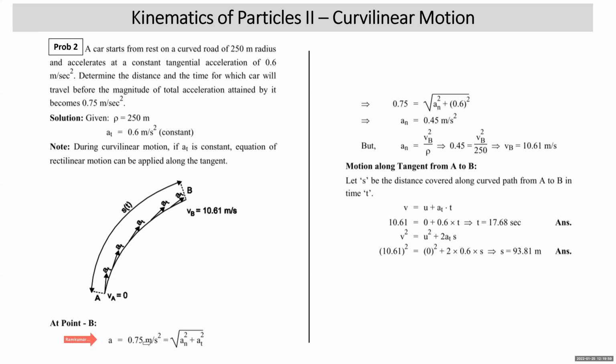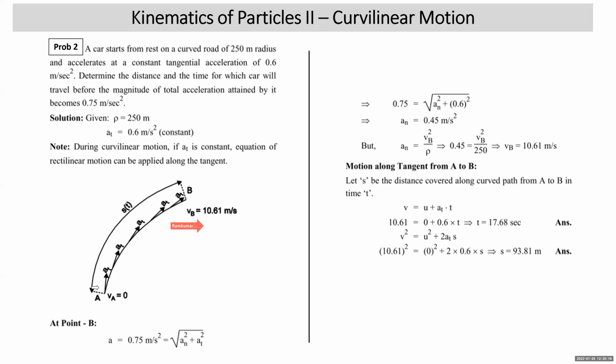Total acceleration 0.75 is equal to square root of AN square plus AT square. I can substitute the value of AT and find AN. But what is AN? V square upon rho, right? You know rho, you know AN, so you can find the velocity at B. Once I find the velocity at B, I wrote it over here.